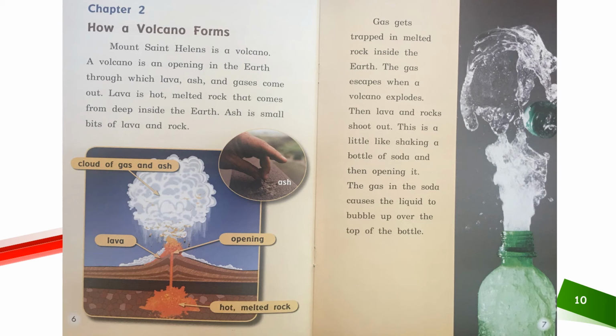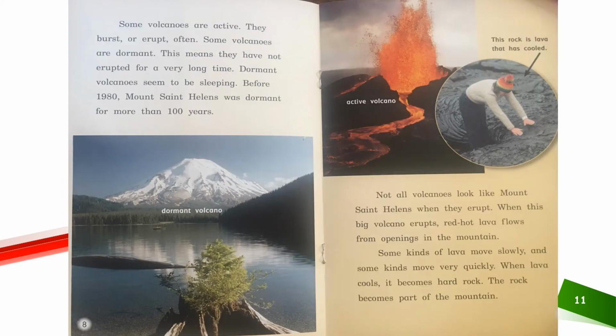by talking about how a soda bottle could burst and kind of act as a model of how a volcano forms. It says gas gets trapped in melted rock inside the earth. The gas escapes when a volcano explodes. Then lava and rocks shoot out. This is a little like shaking a bottle of soda and then opening it. The gas in the soda causes the liquid to bubble over the top of the bottle. You'll have to do that one on your own.